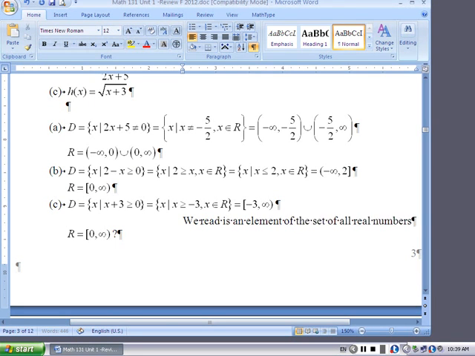We read X, just for that symbol. Okay? Is that okay? Yes. For this part.